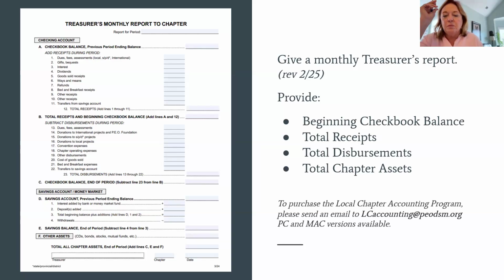Then money goes out. Where am I spending my money? I had to buy stamps. I had to pay for printing. I gave money to the projects. I paid our dues this month. So you take money in, you subtract money out, and that should be your total chapter assets. If you balance each month, by the time you come to March to do your annual report, it should be pretty easy to do that IRS report.